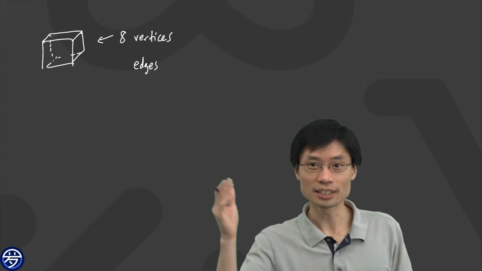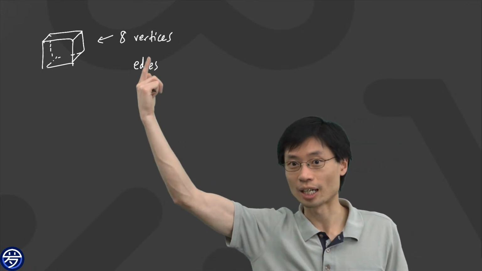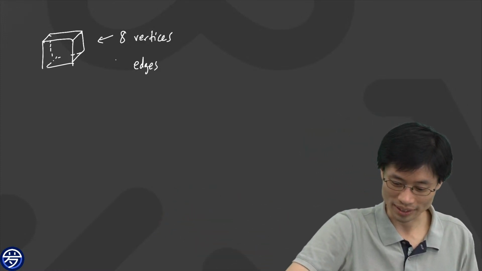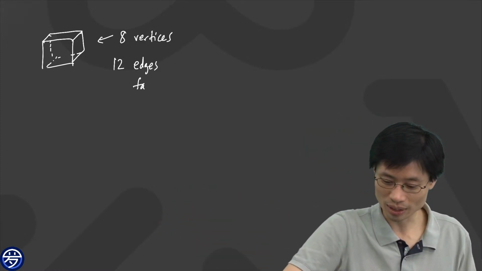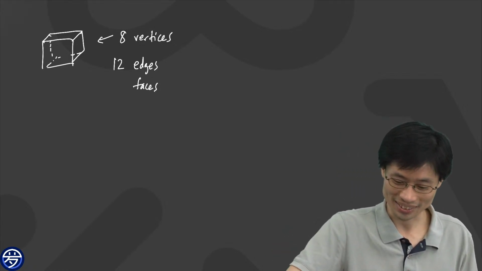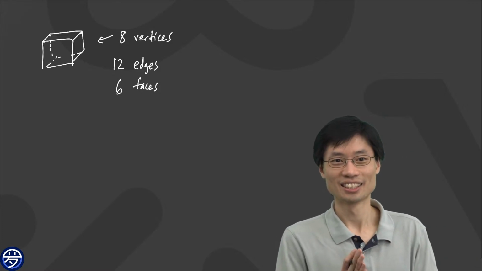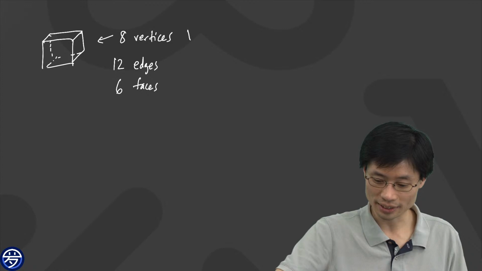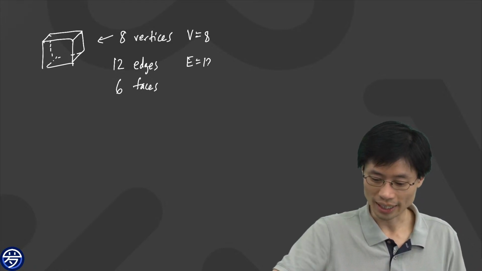So how many edges? Are there 12 edges? Well, there are 4 on top, there are 4 on the bottom, and there are 4 going up and down. So 12 edges. And how many faces? Well, you know that. If you roll a die, the number of faces on a die is 6. So 6 faces. All right. So we often will give these some names. We'll say that V is 8, E is 12, and F is 6.